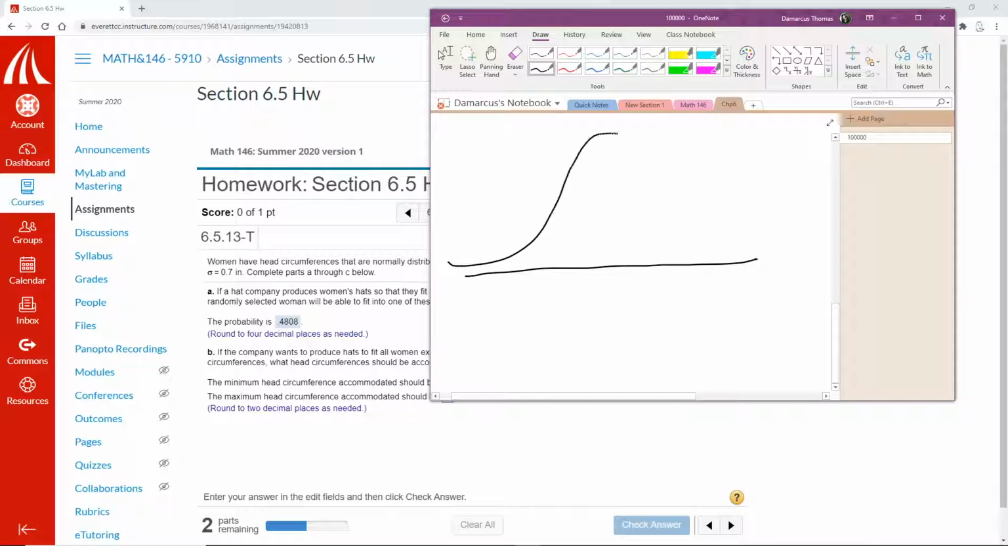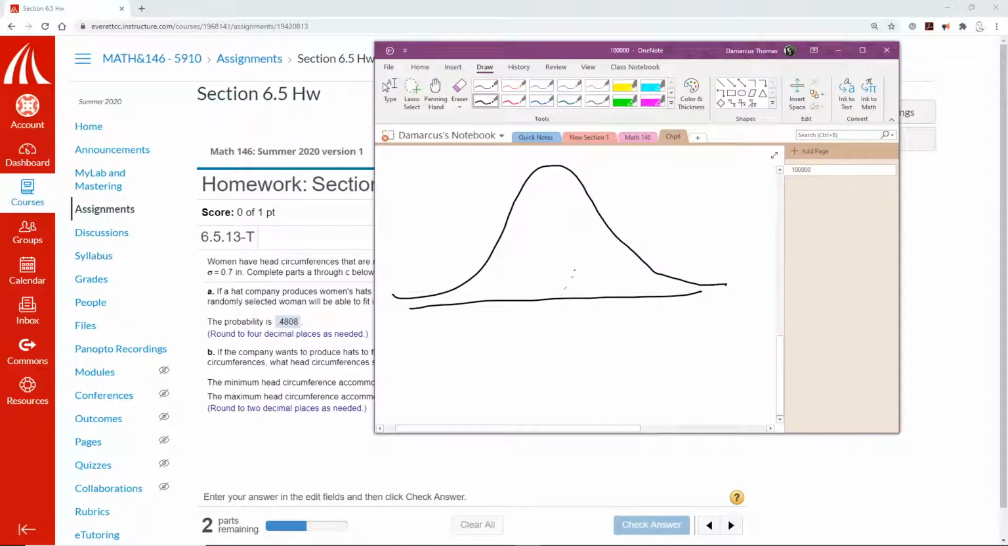Let's make our distribution. And remember, my mean is 23.68. My little deviation guy is 0.7. And actually, it should be this. It's the population of all women. We're talking about the population.